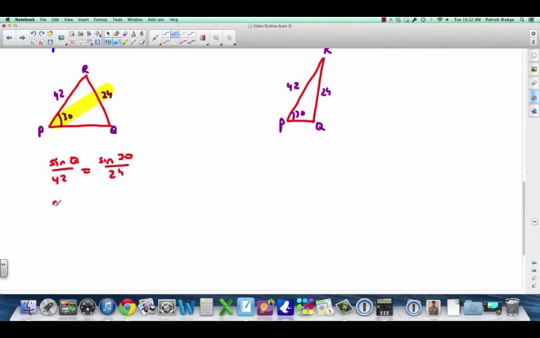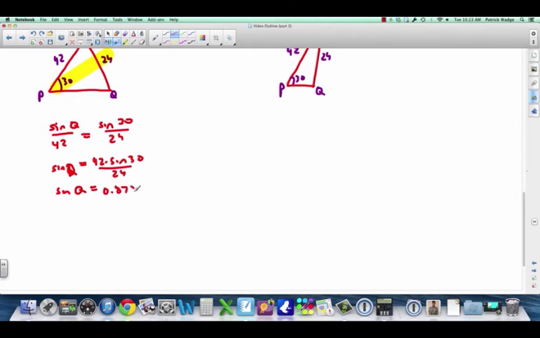So if I do that, I get sine Q equals 42 times sine 30 and then divided by 24, which leaves me with, I don't know why I did a small q there, sine Q equals 0.875. So to get Q, I have to do inverse sine or arc sine of 0.875, and if you figure that out, you will get 61 degrees. So I now know that this angle right here is 61 degrees.